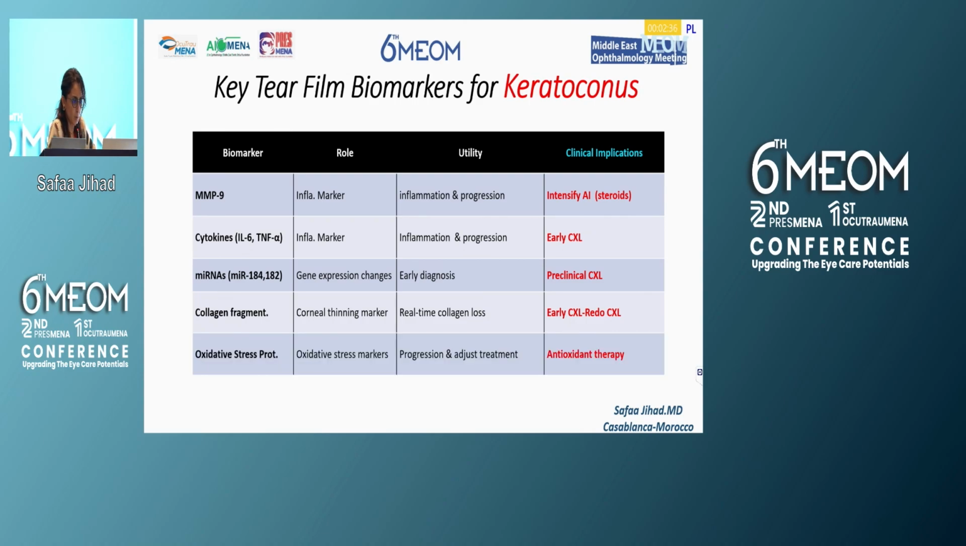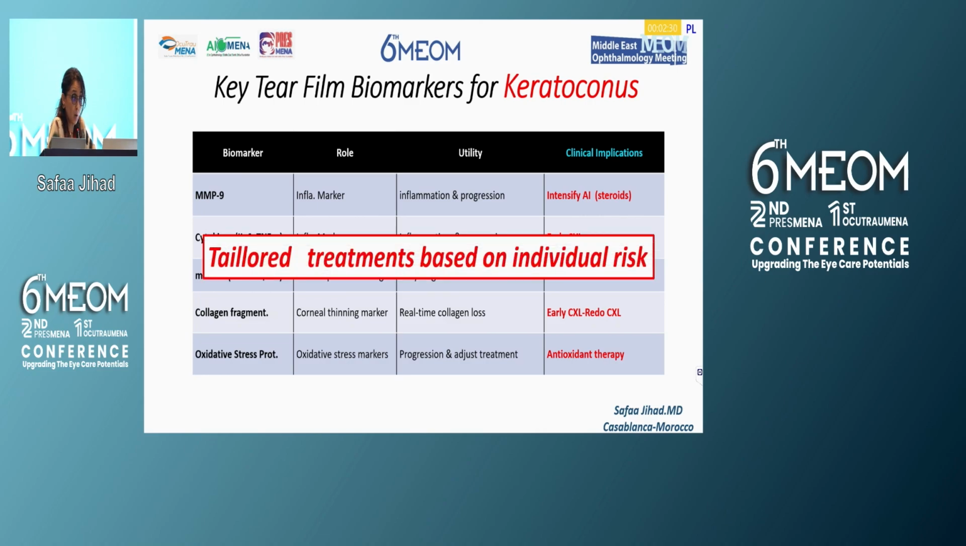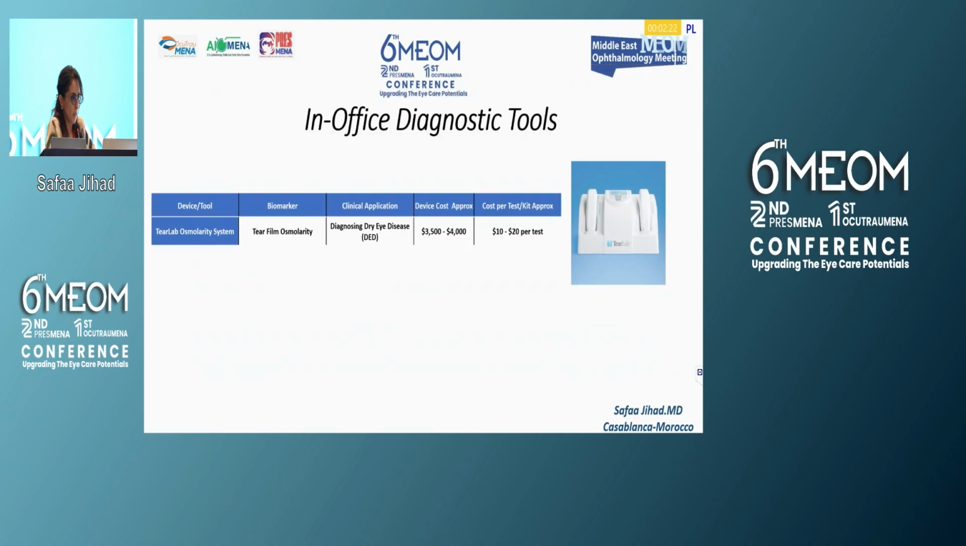We can also adjust our treatment by adding some antioxidant therapy if we have a high level of oxidative stress protein in the tear film. And we can see how we can now have an idea about the profile of the patient and deliver a tailored treatment based on this. So let's have a closer look at how we can use those tear film biomarkers in our daily practice and what we have in our hands to benefit from this.